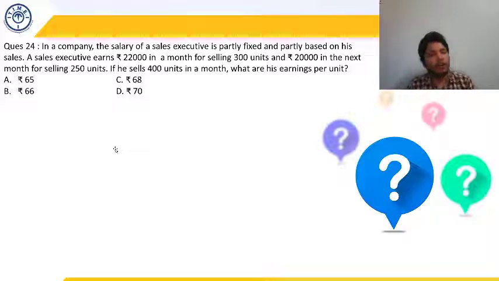Okay, I hope all of you have read the question and most of you have got the idea, and some of you have in fact solved the question in this time also. So let's just get an idea first of what has to be done in this question.